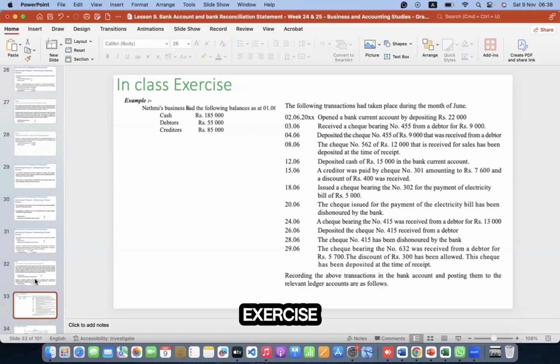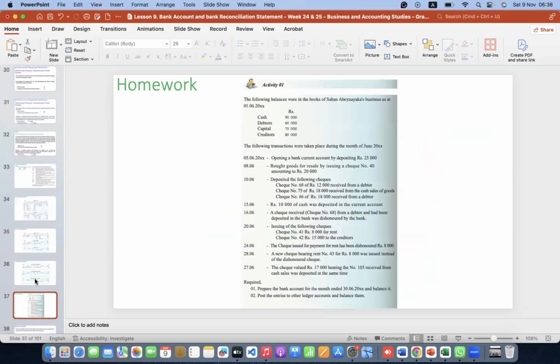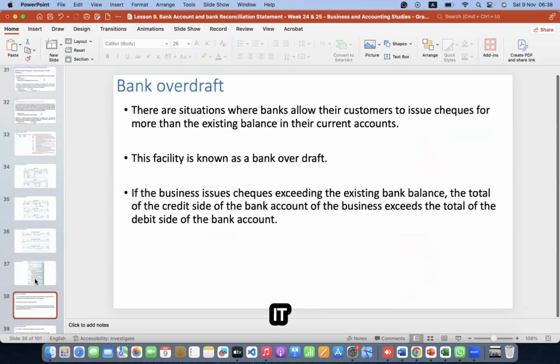And then we did an exercise. Over the last week, we did an exercise using identifying different scenarios. You can access it using YouTube as well. I have already uploaded that to YouTube. And we also discussed the bank overdraft.